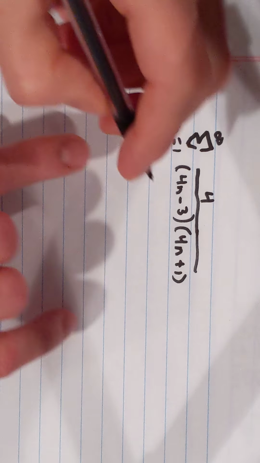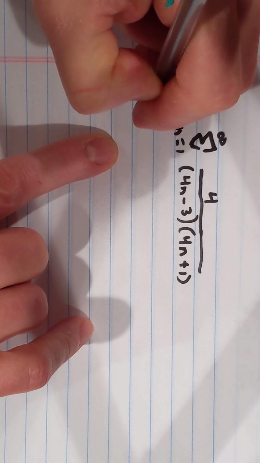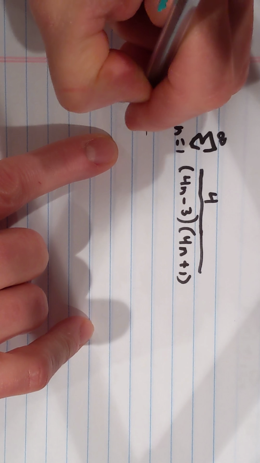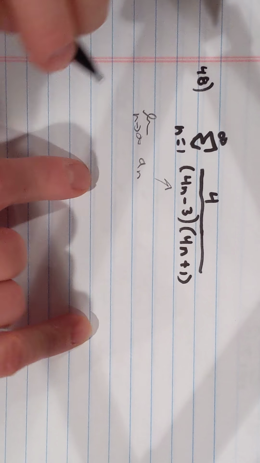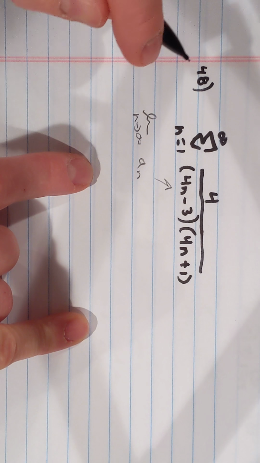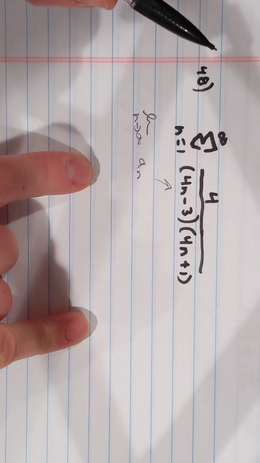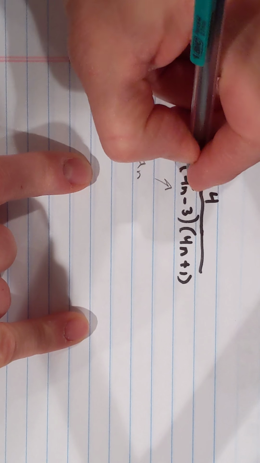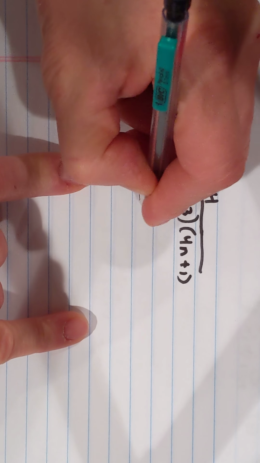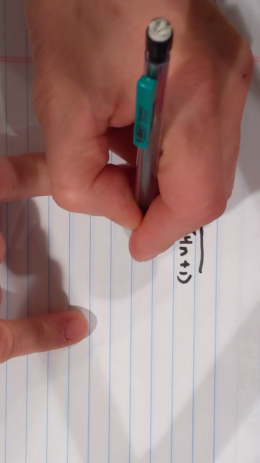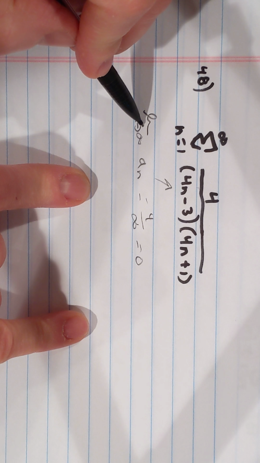If you try the nth test, which I'm going to talk more about in the next sections, the nth test says if I take the limit as n approaches infinity of the a sub n, which is this thing here, if it does not equal 0, it will diverge. However, if I take the limit of this as I approach infinity, I get 4 over infinity times infinity, which is just 0. See, my nth test is inconclusive.